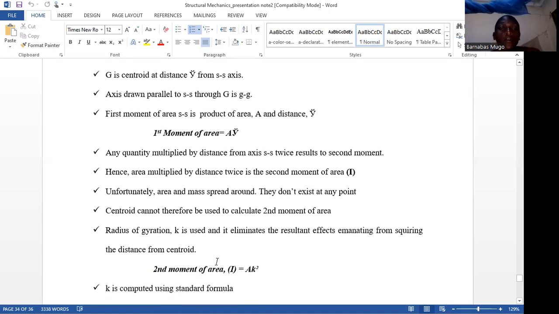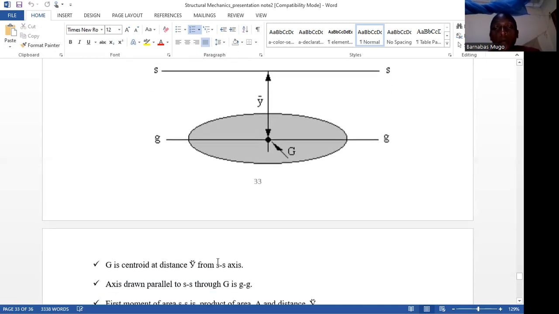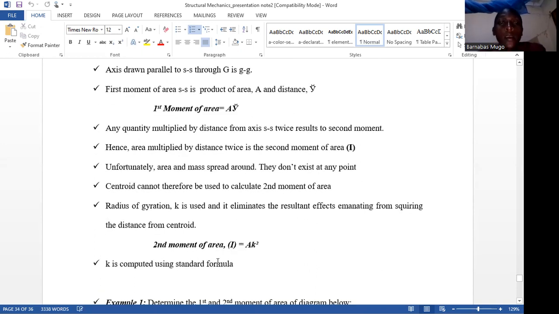And then from there, you need to determine the first moment of area, which is the product of area times the distance y. That is the area of that figure, the shaded section, multiplied by y bar, so that you can get the first moment of area. Any quantity multiplied by the distance from SS twice results in the second moment. Therefore area multiplied by the distance twice is the second moment of the area, which is given by the value I.